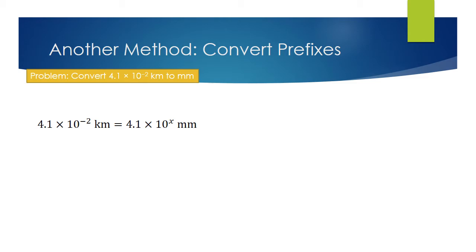Now write what we're trying to convert as an equation. 4.1 times 10 to the minus second kilometers is 4.1 times 10 to the something millimeters. We represent that something as x, which is some integer. Once we've found it, that's our answer.